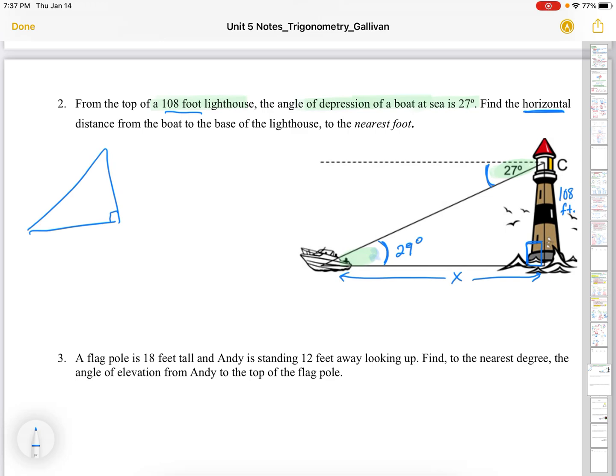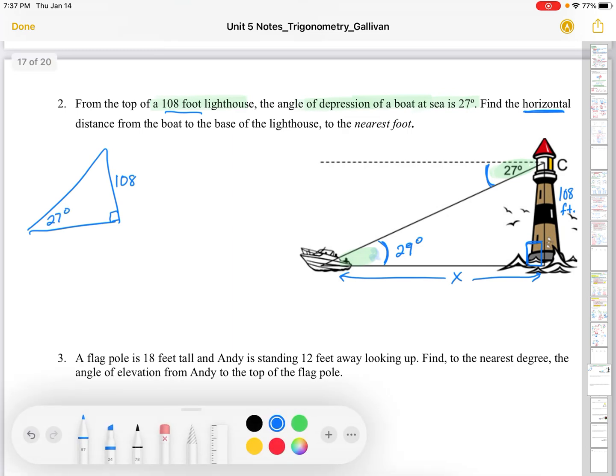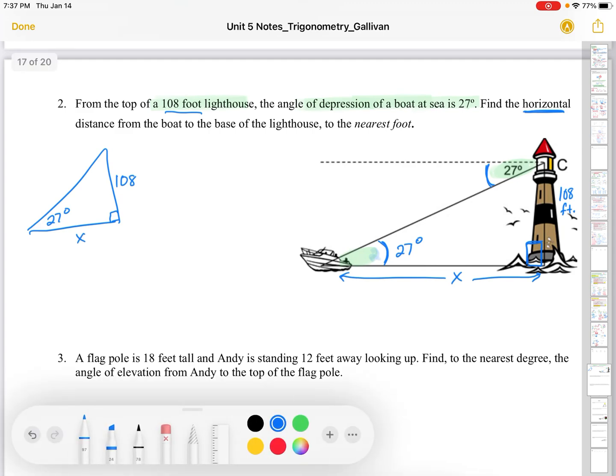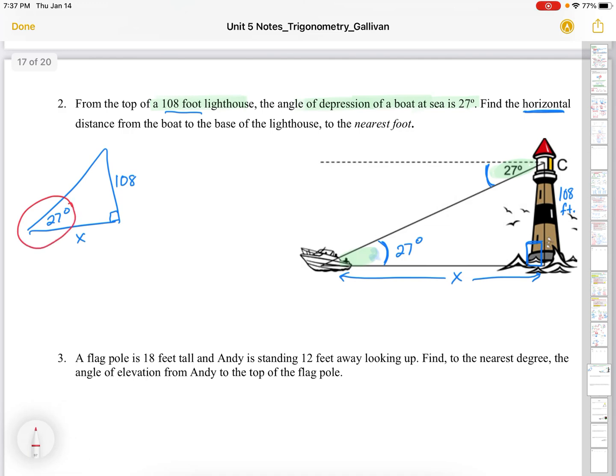So I'll put in my right angle. This is 108. I'll remember it's 108 feet. This is 27. I'm going to redraw that because that kind of looks bad. It's 27 degrees. And I'm looking for x. Now we just have to solve for x. Now it's finding a side. We know an angle and another side, so we have to use our trig ratios. So circle your angle. From this, this is opposite, and this is adjacent.